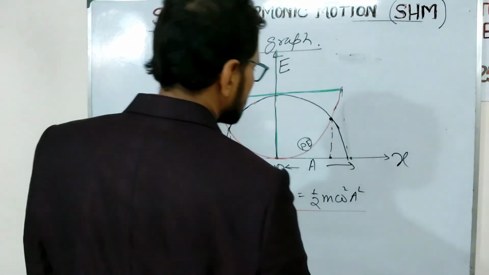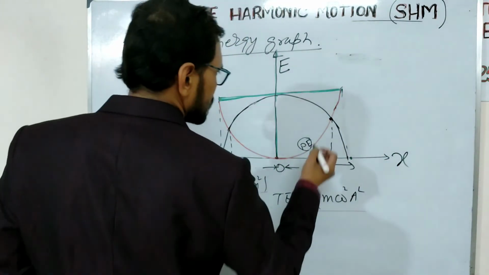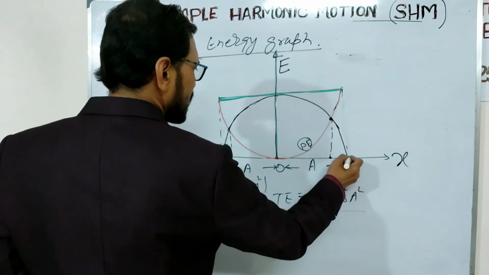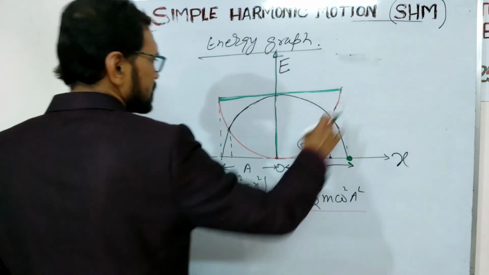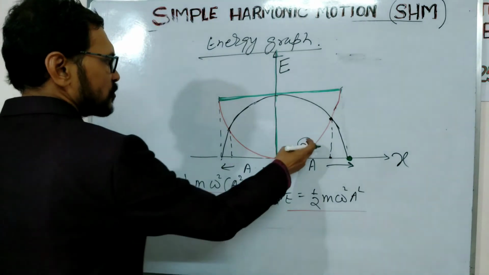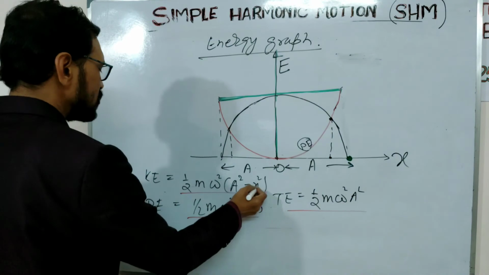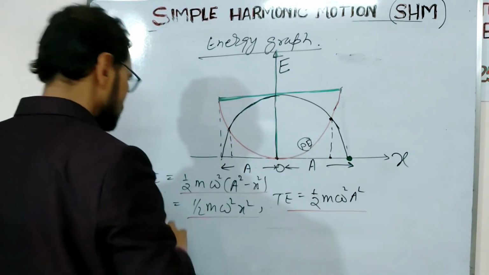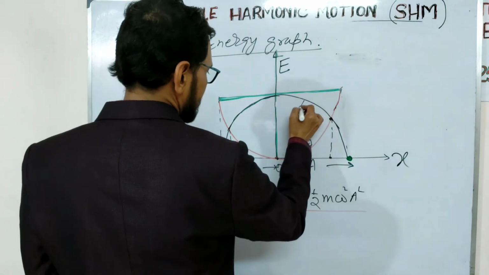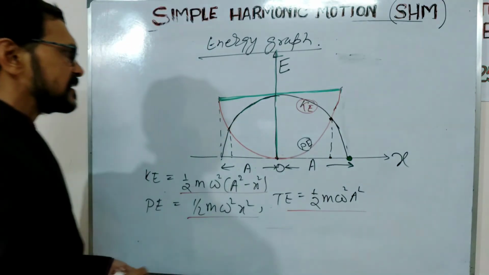Okay, now at x equal to a, the potential energy is maximum. So this is the potential energy graph. At x equal to 0, the kinetic energy is maximum, so this graph is the kinetic energy graph.